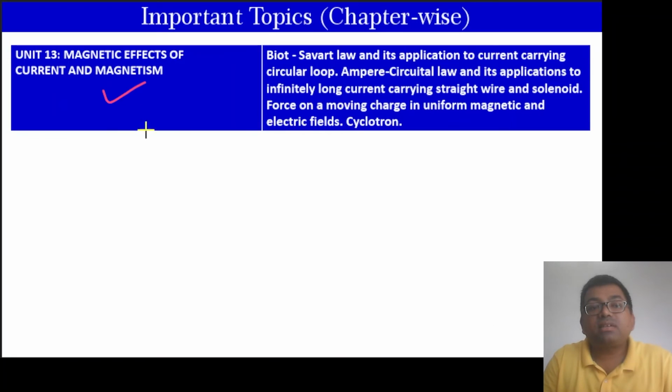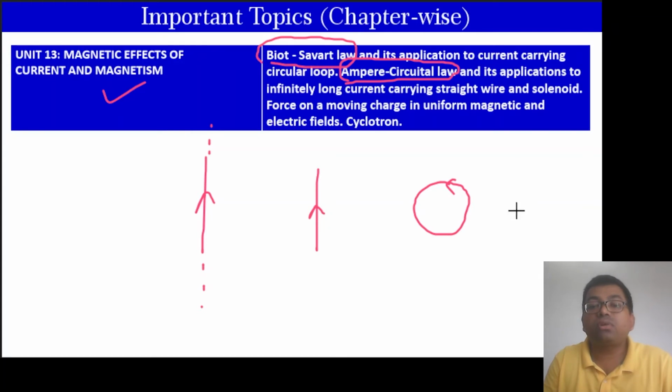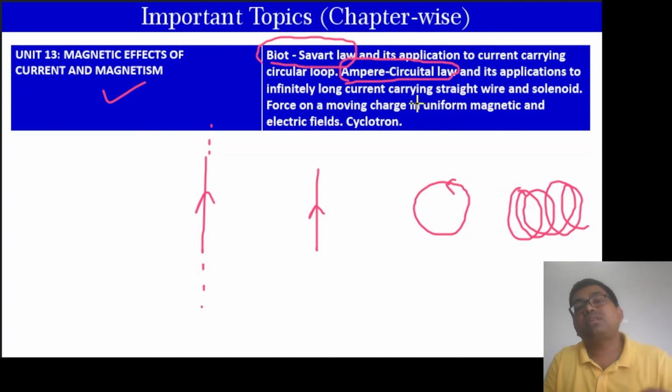Then coming to magnetic effect of current, Biot-Savart law is one important topic in that. Ampere's circuital law. There are various results: current carrying straight wire, infinite wire, long wire, or finite wire, or circular loop, or solenoid. So there are various results. Based on this, you need to go through all the magnetic field formulas.